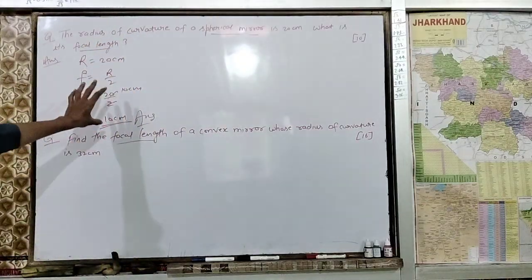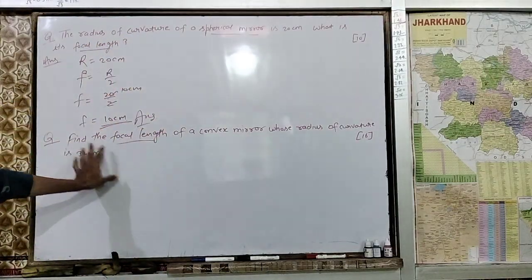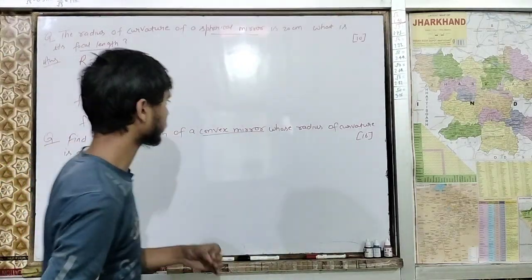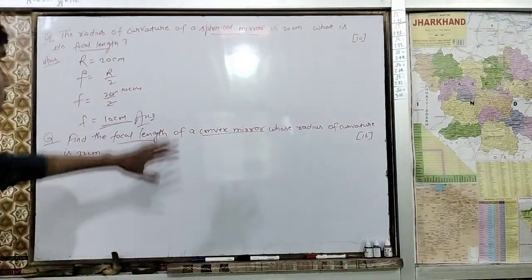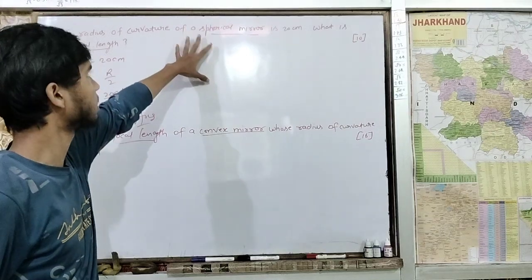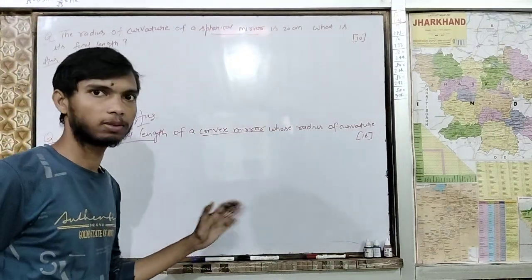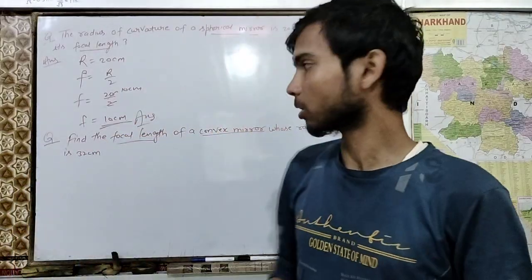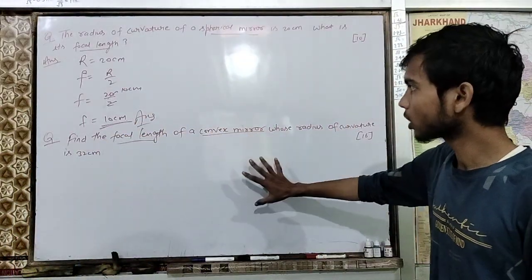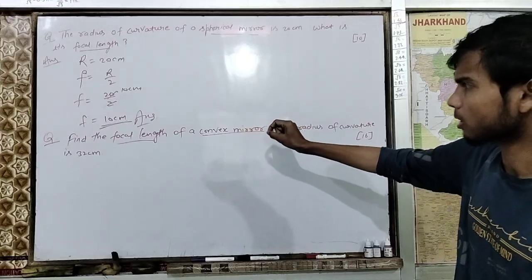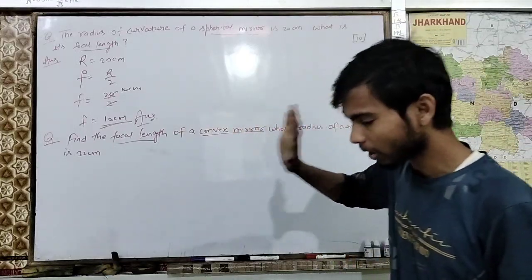Now let's see what's the difference between them. Find the focal length of a convex mirror. The mirror is given, which is convex. In the previous question the mirror type was not given, it was a spherical mirror. So it is a convex mirror, which is a part of spherical mirrors. It is emphasizing that the mirror is convex.